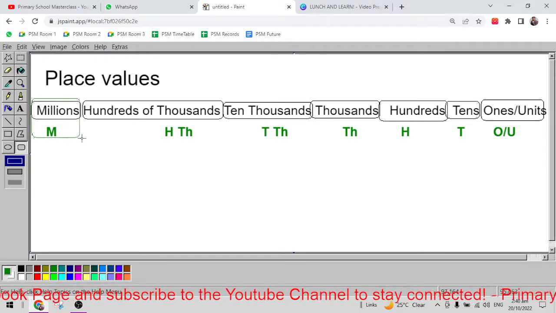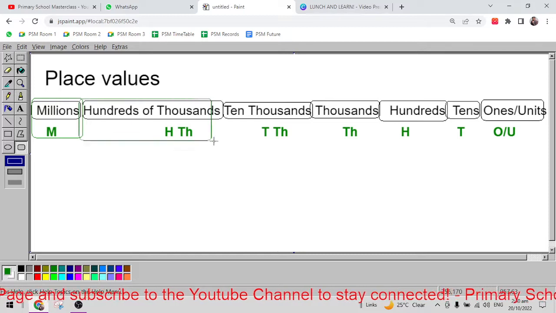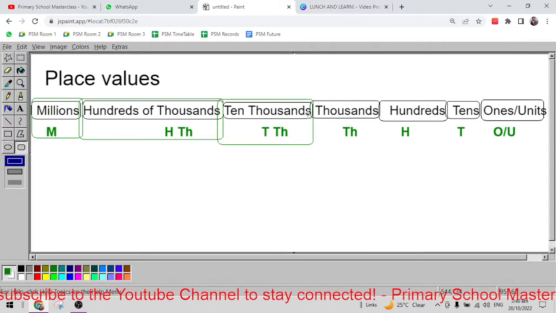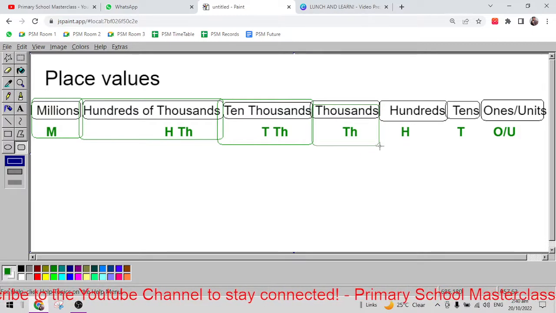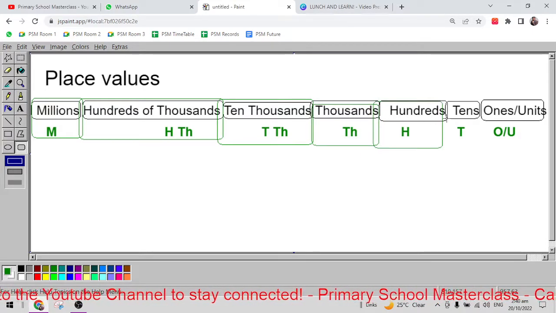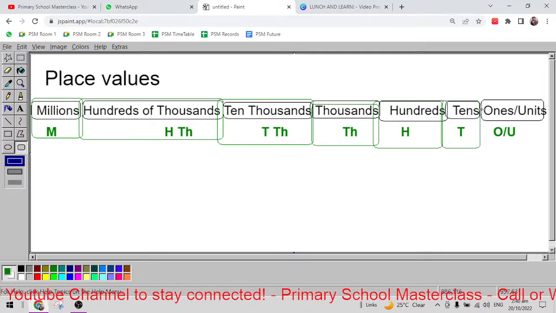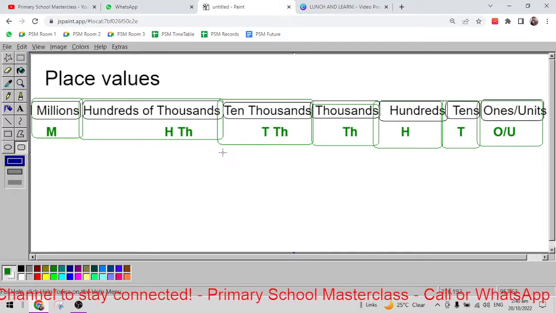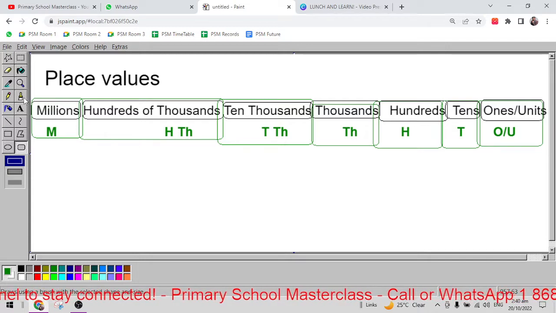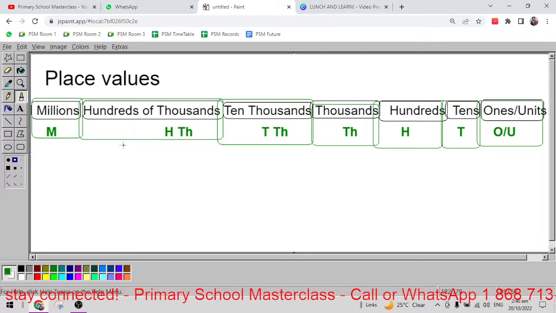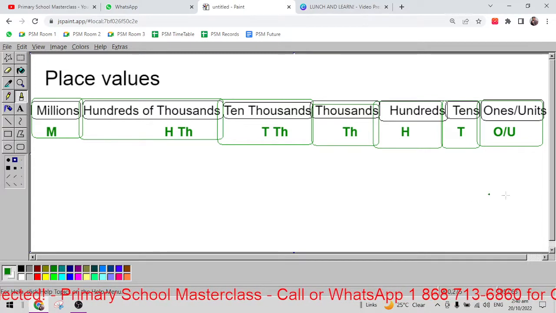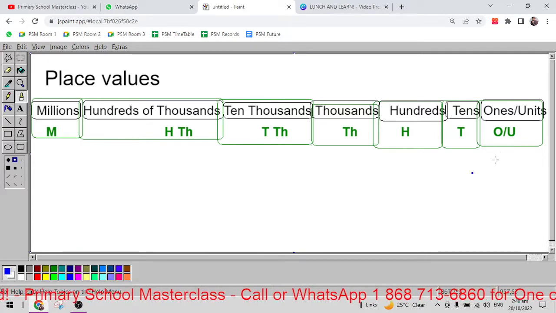So for millions we have M, hundreds of thousands we have HTH, tens of thousands we have TTH, thousands we have TH, hundreds we have H, tens we have T, and ones or units we have O or U. Right. If I was to go and create different numbers for this, let's go in blue here.